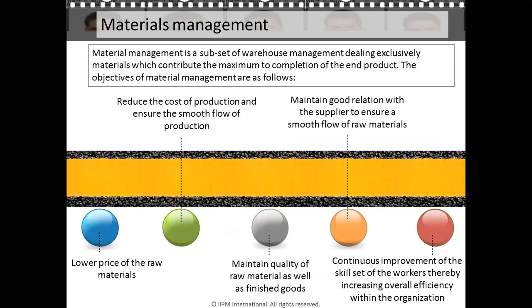Two, reduce the cost of production and ensure smooth flow of production. Three, maintain quality of raw materials as well as finished goods. Maintain good relations with the supplier to ensure a smooth flow of raw materials. And finally, continuous improvement of the skill set of the workers, thereby increasing overall efficiency within the organization.